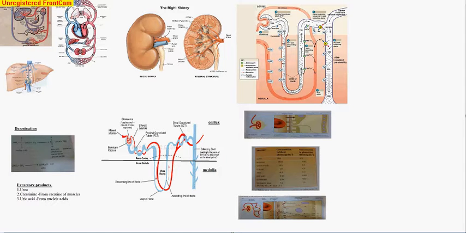Hello, this is excretion in a human, and we will try to explain everything in excretion. And the diagrams you see here are almost everything we need to explain the whole process of excretion as required by A-levels biology in the section of coordination.